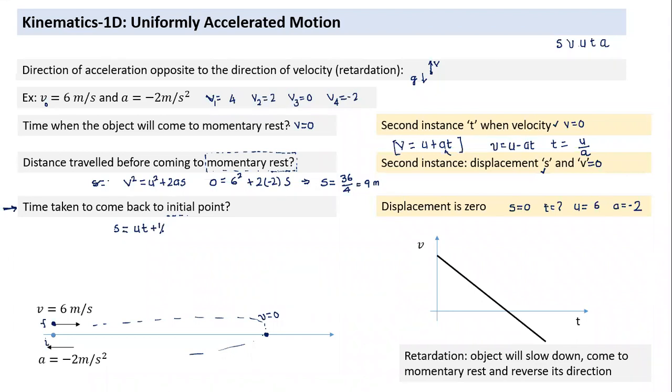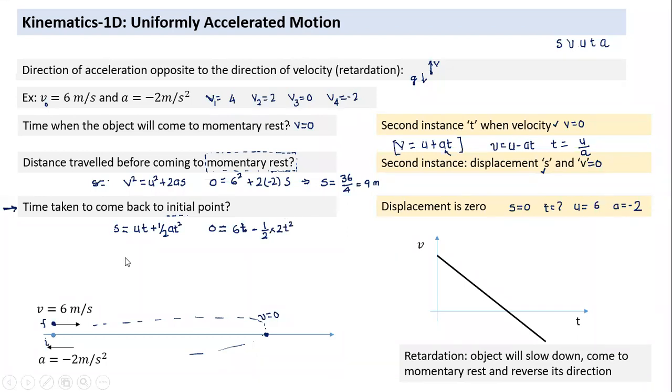Let's put these values. Can we find this value here? Yes, we can find the value. S is equal to 0. Everything we have to substitute with sign. What is the sign here for u? u is positive 6. Time, what you have to find? Time. And why minus here? Because a is negative. Into 1 by 2 into t square.